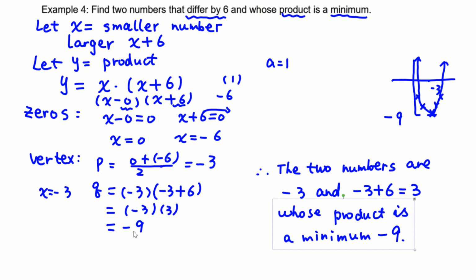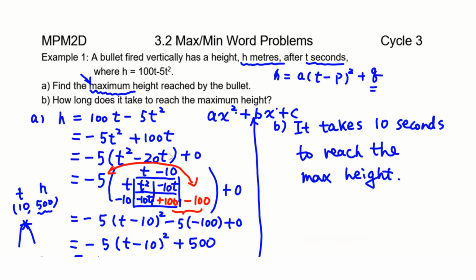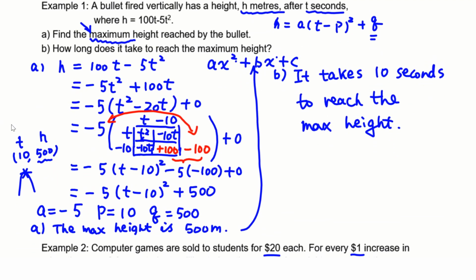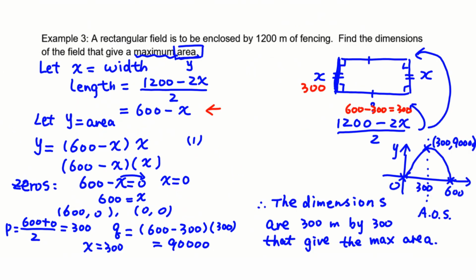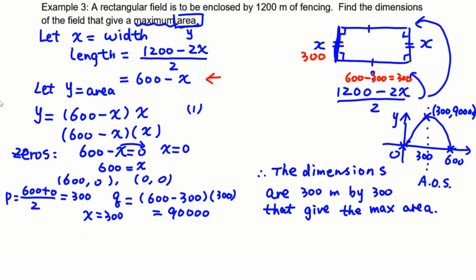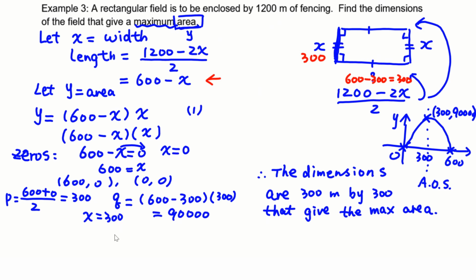So this is today's lesson. If it is given in standard form, then we want to do completing the square. And if it is in factored form, then we could just find the zeros, then find the midpoint, then sub in the x value, the midpoint, and you can find the y value, that is your q value. Then from the vertex, you could find the maximum or minimum value easily, okay?